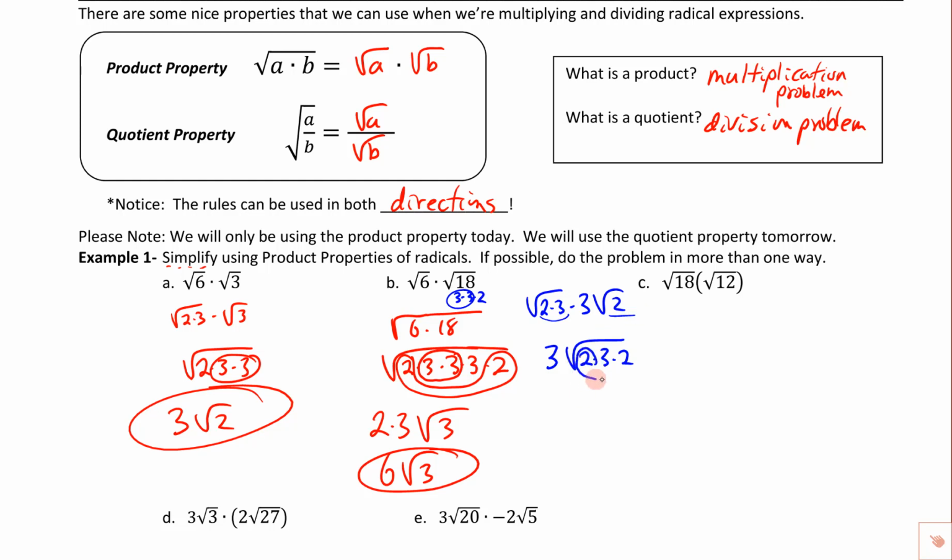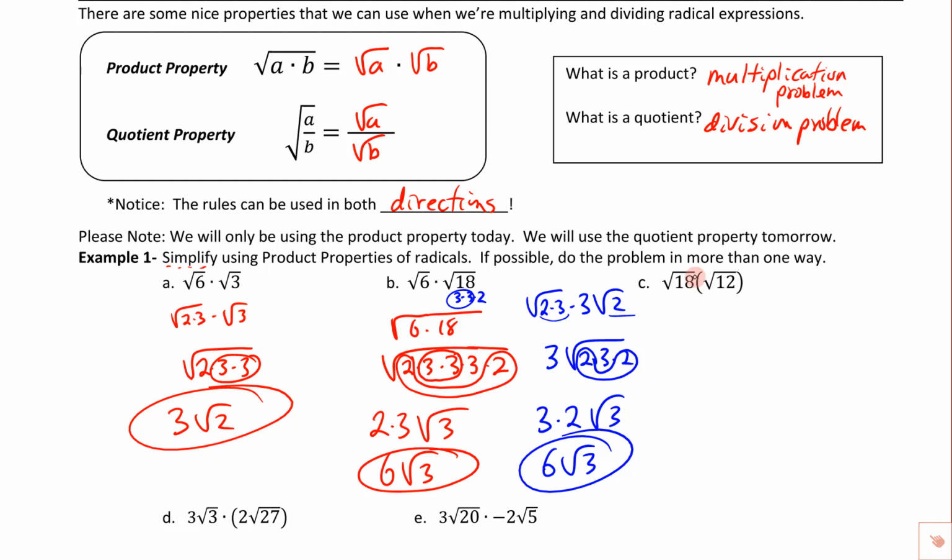And now I've got a pair of 2's underneath the radical. So we've got a 3 here, we've got a 2 from that pair, and the 3 stuck underneath. So we have 6 radical 3 again. So either way you want to do it is fine. I kind of like this better. I kind of like putting everything underneath one big radical and then grabbing the pairs of factors.